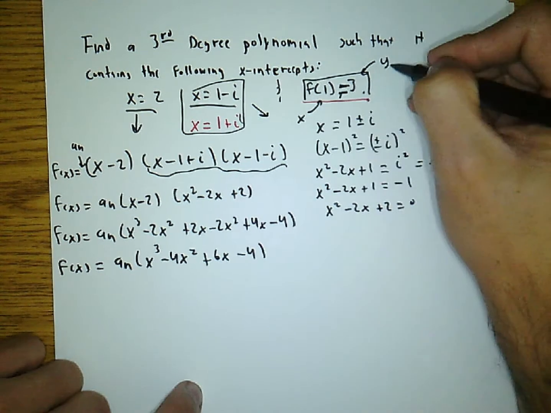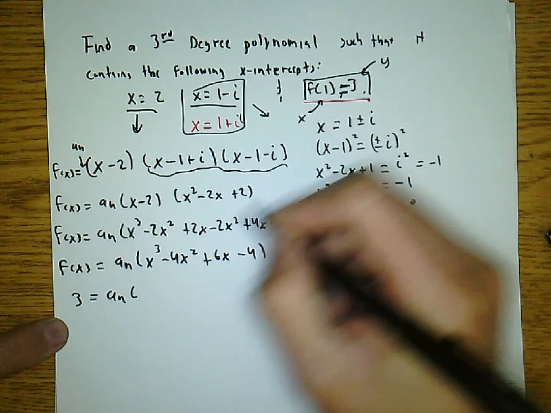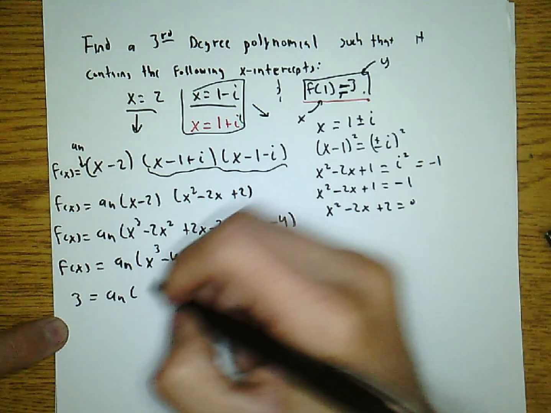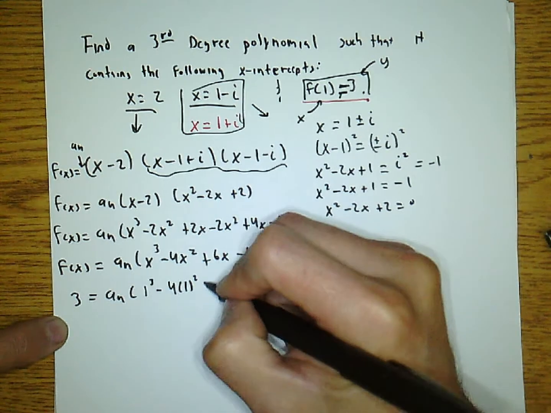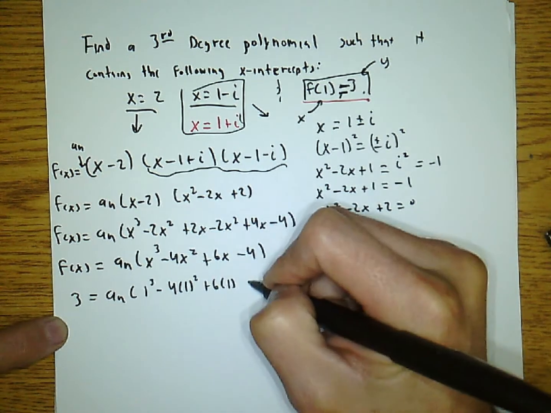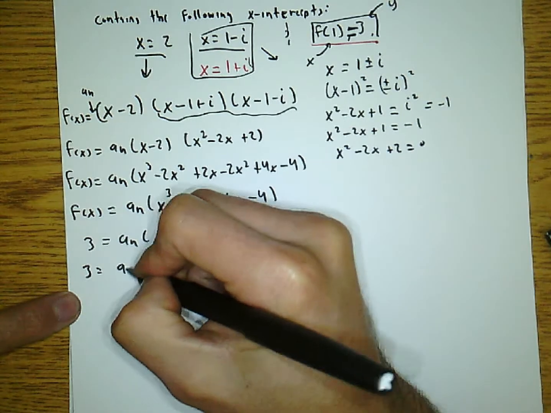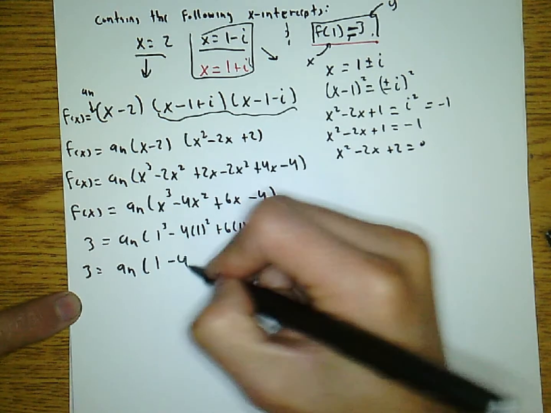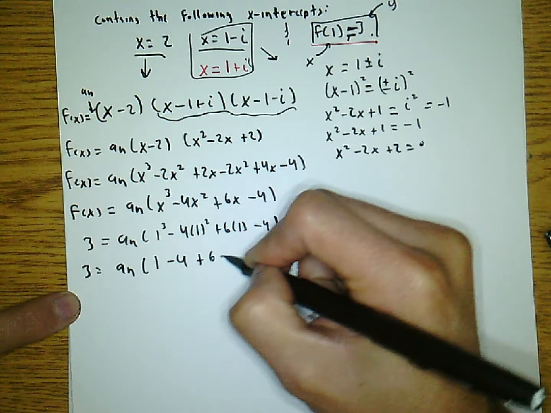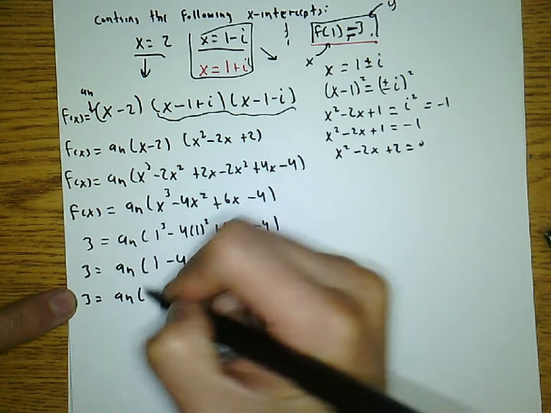So what I'm going to do is plug this into y. So that's 3 is equal to a sub n, and I'm going to plug that in for x. So that gives me a 1 to the third power minus 4 times 1 squared plus 6 times 1 minus 4. Okay, so that's going to give me a 3, with that a sub n still in the front. 1 to the third is 1. 1 squared is 1 times negative 4 is negative 4. 6 times 1 is 6. So that gives me minus a 4 there. So 3 is equal to a sub n.